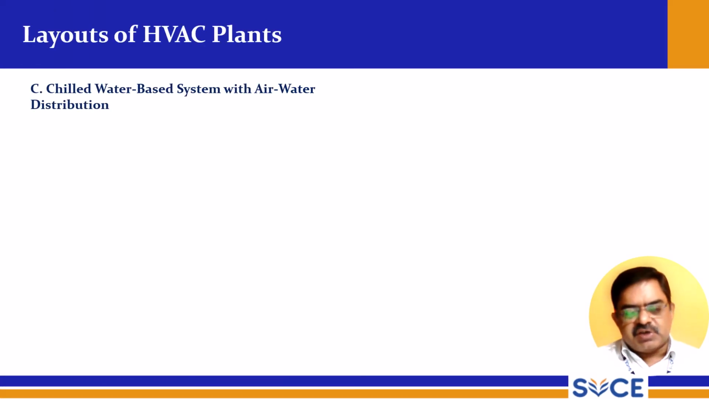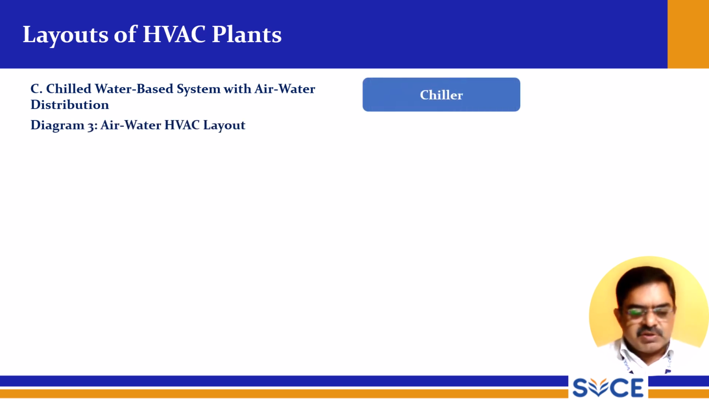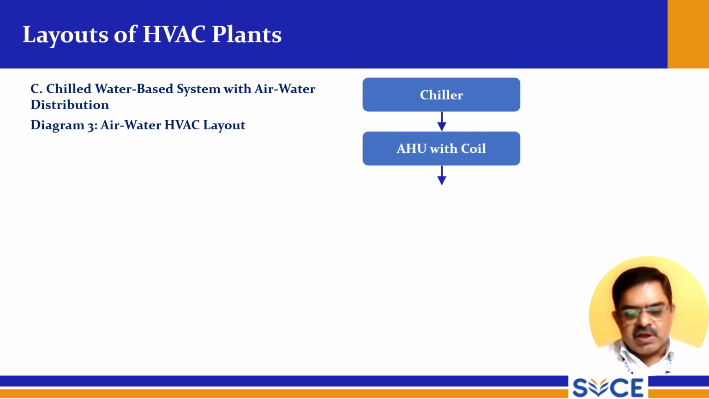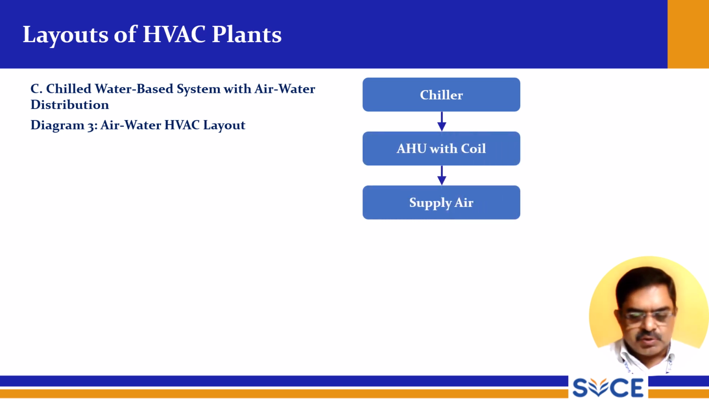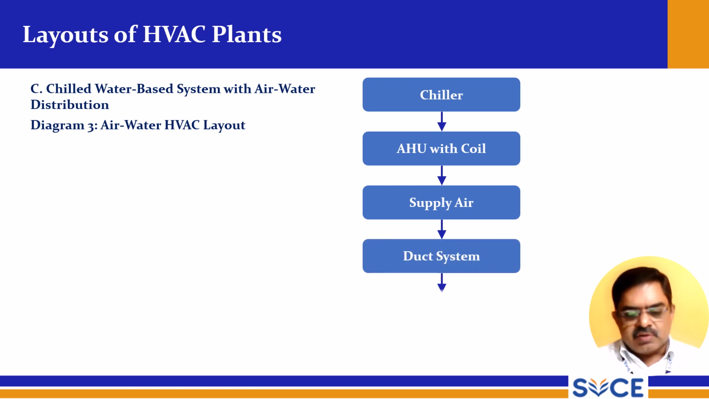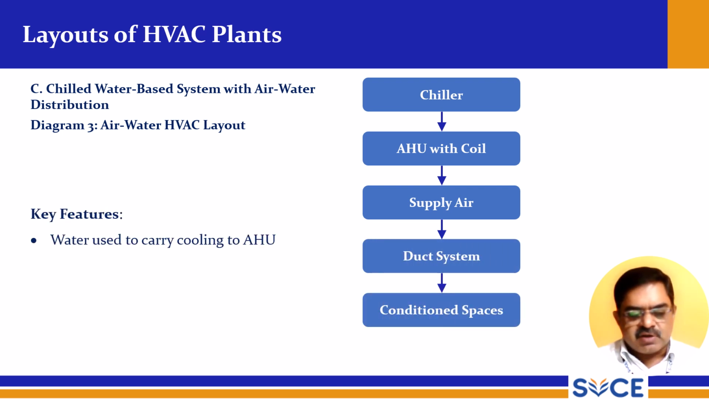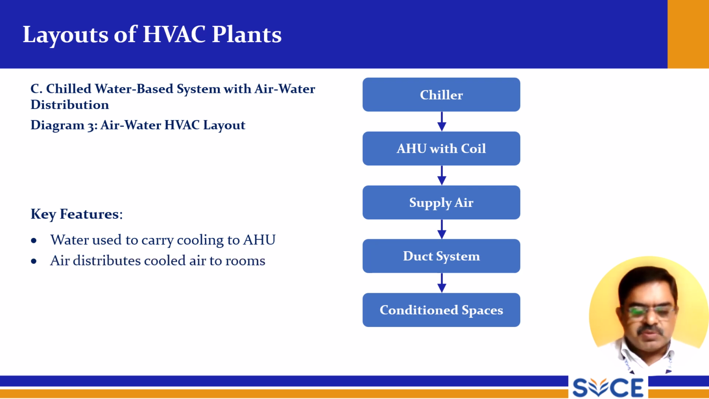Next is the chilled water based system with air water distribution. Diagram 3, air water HVAC layout. That is chiller, then AHU with coil, air handling unit with coil, supply air, the duct system, and the conditioned space. The key features are that water is used to carry cooling to the AHU, and air distributes cooled air to rooms.